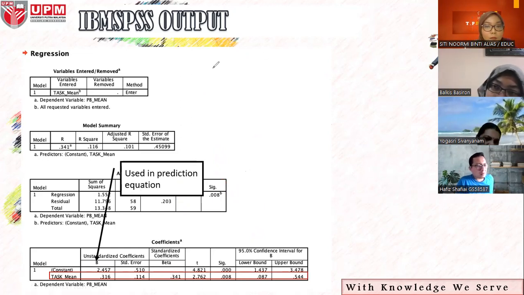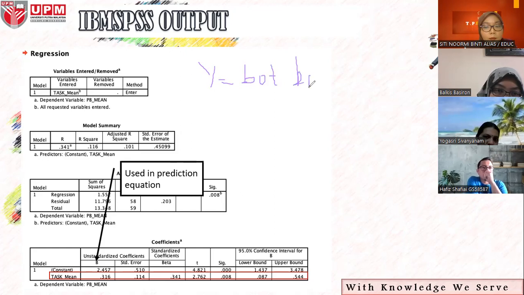Okay, so first, y equals to B naught plus B1 X1. Okay, so we refer to the coefficient table. So now we have model, under model we have model 1. Okay, we have constant and then we have task mean. So task mean is our IV. So constant equals to B naught.